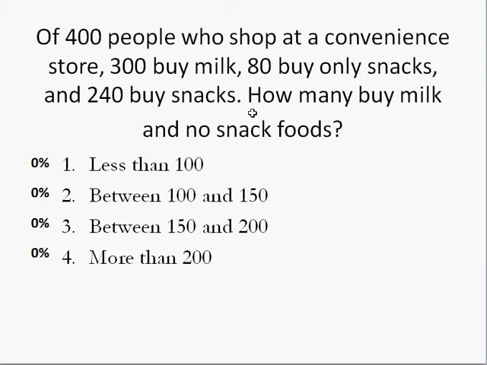table. So of 400 people who shop at a convenience store, 300 buy milk, 80 buy only snacks, and 240 buy snacks. Right? Just to be clear, that means of the 240, some of them bought milk and some of them did not. It's agnostic about whether or not you bought milk, but 80 bought only snacks and therefore did not buy milk. How many buy milk and no snack food? So we've got some counts of the various categories. So go ahead and make a contingency table and figure out how many you think bought milk and no snack foods, and then we will solve it together and see how you did.